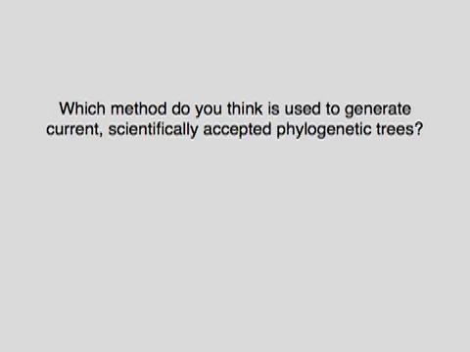Welcome back. I hope you enjoyed discussing the answer to this question with your classmates, and now we'll go over it. The question we were discussing is, what method do you think is used to generate currently scientifically accepted phylogenetic trees? Well, the answer to this question has actually changed fairly recently, and that's because in the 1970s, a technique was invented called DNA sequencing. And DNA sequencing allowed scientists to view the DNA sequence of organisms.